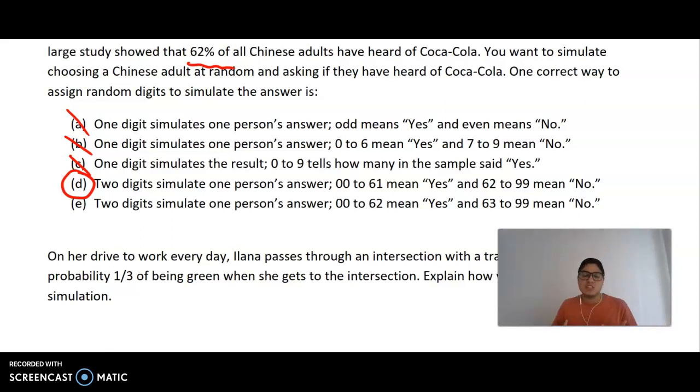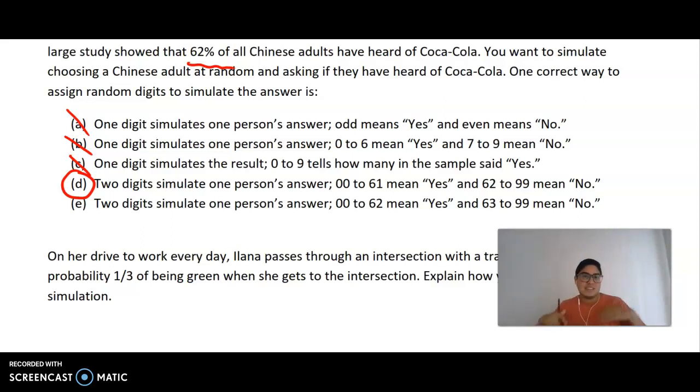So I would just use a random digit table or a random number generator to keep spitting numbers out to see how many times this happens in a sample of 100. And each of those times I'm seeing how close we're getting to that 62%. I'm trying to simulate the chance behavior here. So again, here are just two digits.